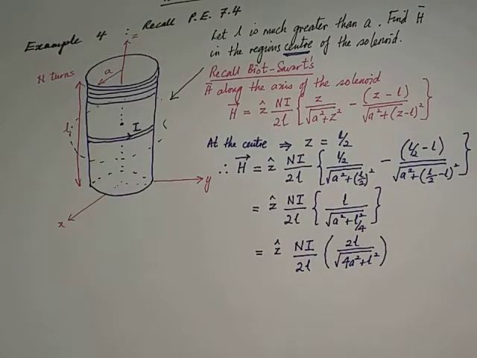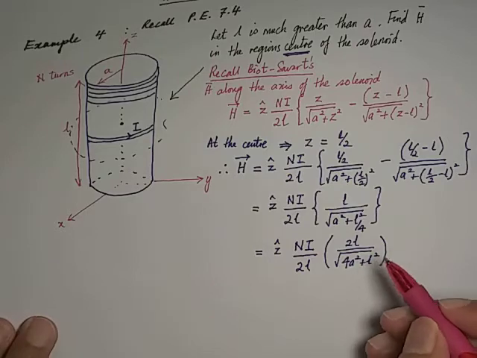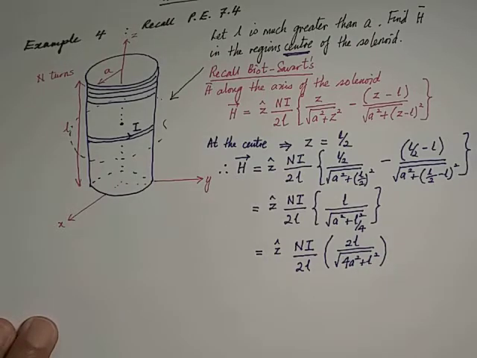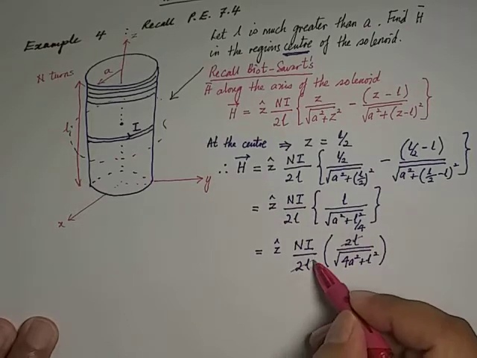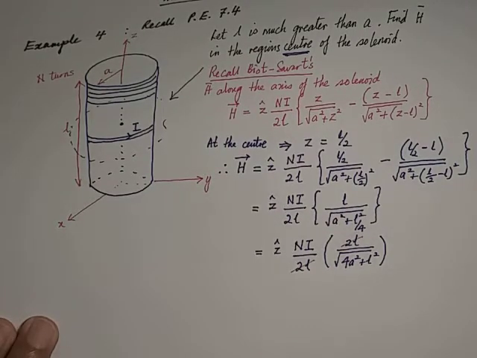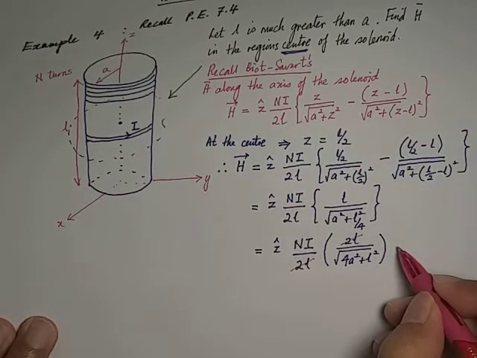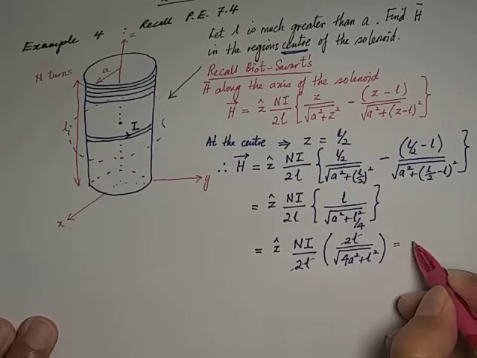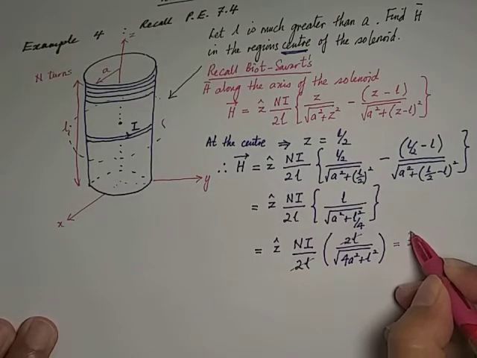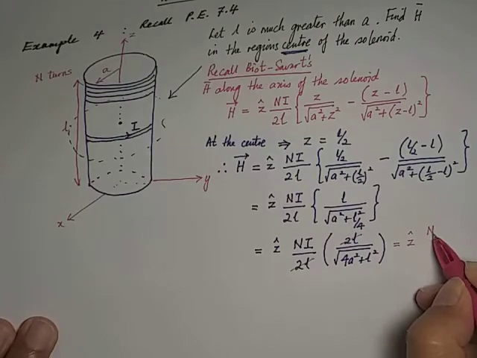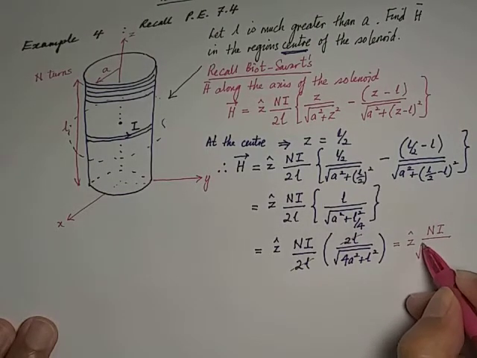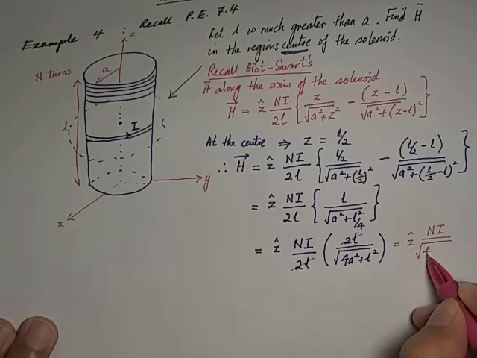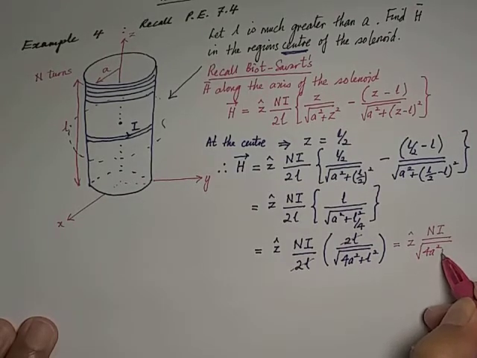So now let's simplify further. I'm going to cancel the 2 pi with 2 pi. Okay, so this is 2L with 2L. So now we're going to have this as our solution, which is Z and I over the square root of 4A squared plus L squared.